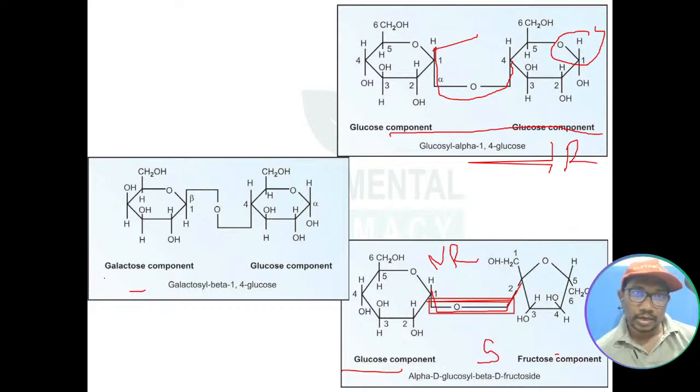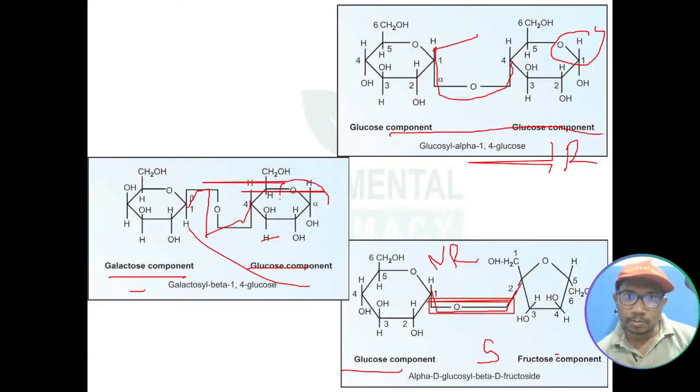Now lactose. Lactose has two components, galactose and glucose. Galactose and glucose means lactose. Now the first carbon atom of galactose, that is the functional carbon, is involved in the bond formation with the fourth carbon of glucose, but in the second molecule, the second glucose, the aldehyde is free. The aldehyde group of the second glucose molecule is free, so that's why lactose is also a reducing sugar.